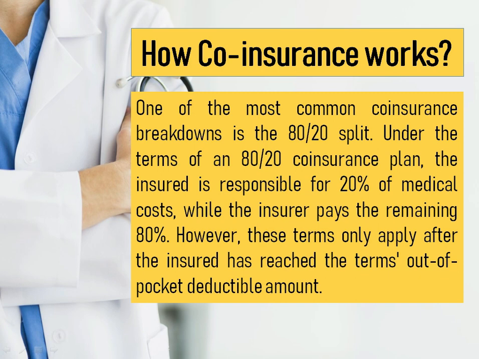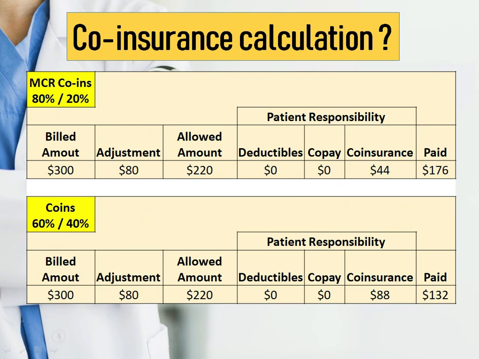Here we'll see a few examples for co-insurance. The first one is for Medicare co-insurance. As per the Medicare contract, 80% will be covered by Medicare. Here the bill amount is $300 and the adjustment is $80, so the allowed amount is $220. Out of $220, 80% is $176. That's what the insurance company paid here. The remaining $44 is the 20% co-insurance, which is the patient responsibility. In case the patient has secondary insurance, the secondary insurance will cover the 20%, otherwise the patient has to pay this amount.